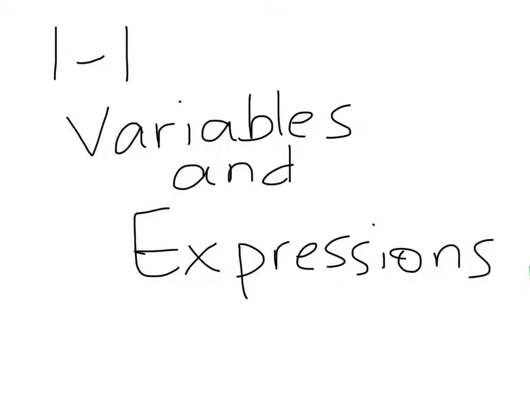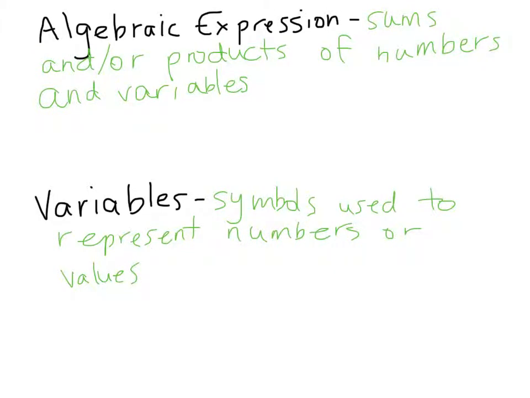Chapter 1, Lesson 1 on variables and expressions. So the first thing we're going to look at is what is an algebraic expression? An algebraic expression is just sums and/or products of numbers and variables. So anytime we have numbers and variables being added, multiplied, they can be subtracted. Remember, that's just adding the opposite, or divided, because that's just multiplying by the reciprocal.